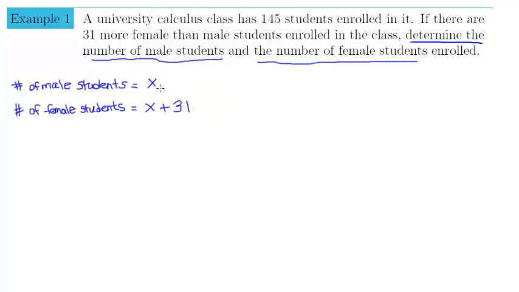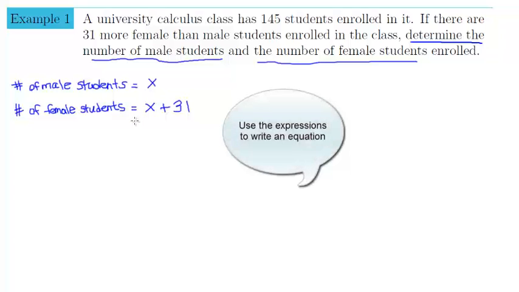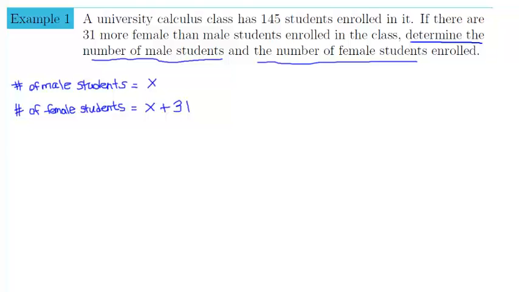So x plus 31 would represent the number of female students. So x is the number of males, x plus 31 is the number of females. Cool. Now we're ready to go. We have our expressions created. We understand the relationship between them. Now we're going to write our equation. So what do we know? Let's write it out now.